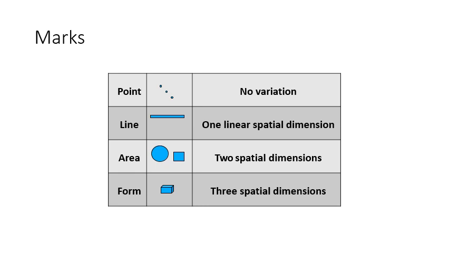Okay, so as I said, visual encoding combines marks and attributes together. So marks are really simple. It's just what you're choosing to represent your data as, whether that's a point, whether it's a line or an area or a form. So a point is something like a scatter plot. A line might be one linear spatial dimension like a line graph. You might choose 2 different dimensions, such as area, or you might choose 3 different dimensions.